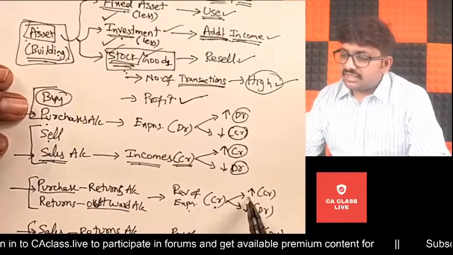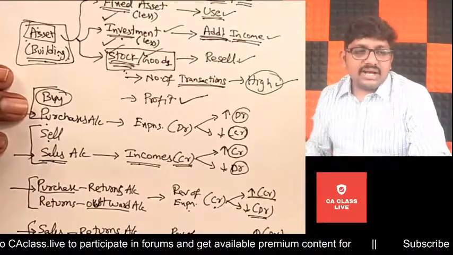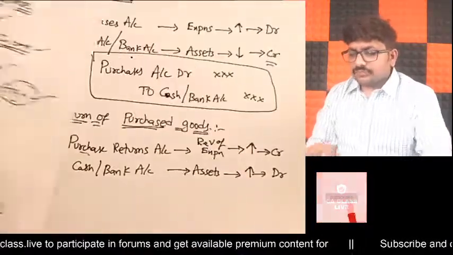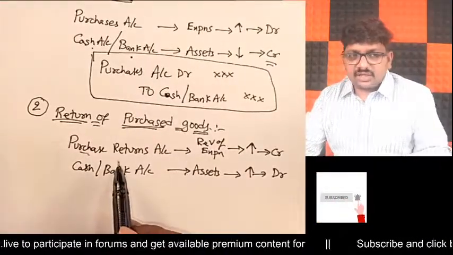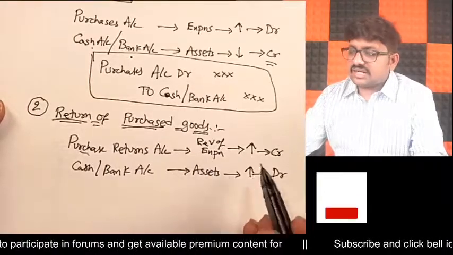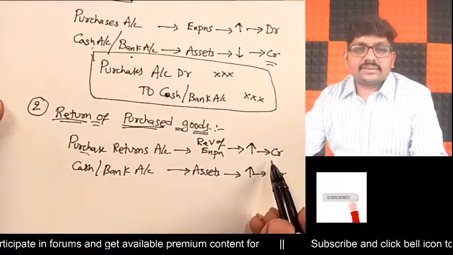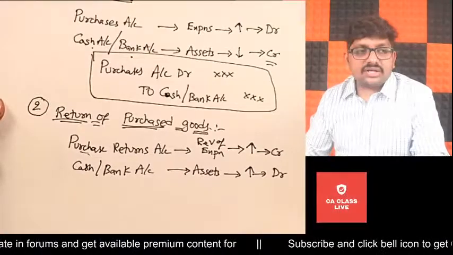What does it mean? If it increases, I will credit it. If it decreases, I will debit it. Correct? So what have I done here? I have purchased the goods. I call it the reverse of expense, and when that expense increases, I will credit it. Got it, friends? So what is the journal entry in this regard?